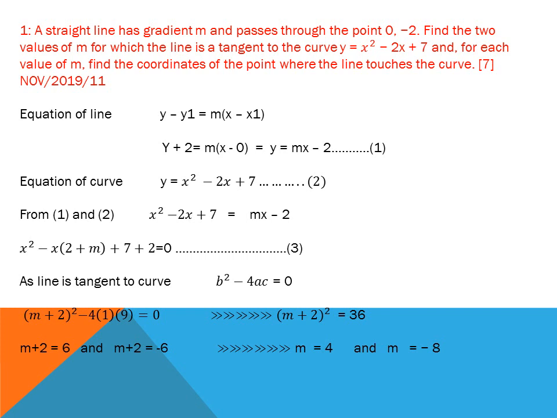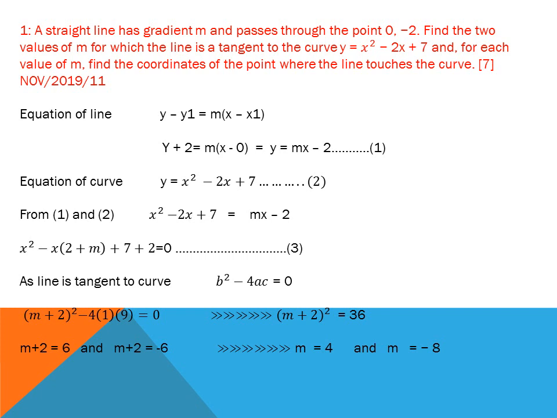So we start from question number 1. A straight line has gradient m and passes through the point 0, minus 2. This is the point through which the line passes. Find the two values of m for which the line is a tangent to the curve y is equal to x squared minus 2x plus 7.